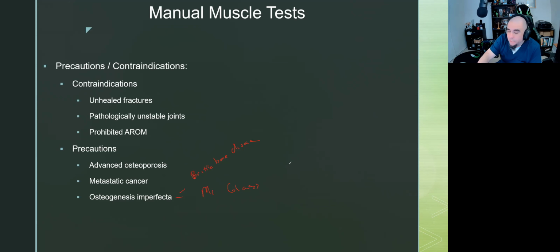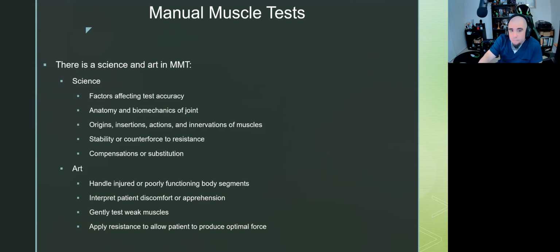Those patients are really, really weak. So it makes sense that if we're going to work on those patients and test their strength, we have to be super careful. Otherwise, we could easily break their bones, right? Even somebody that doesn't have a ton of force, if the patient has osteogenesis imperfecta, it's not going to take much to snap a bone.